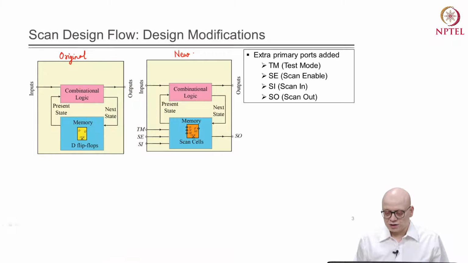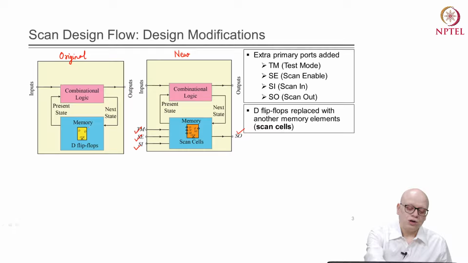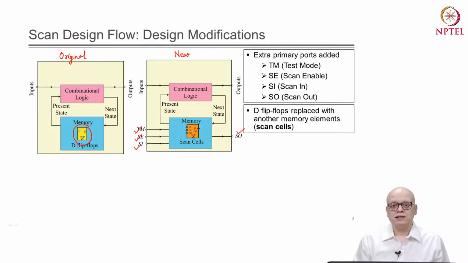The first modification is to add extra ports. So, we add extra ports, that is TM or test mode, the scan enable or SE, and the scan in and scan out. So, these 4 extra ports are added to the design. And then what is the second modification? The second modification is to replace all the D flip flops that are in our design with a scan cell.